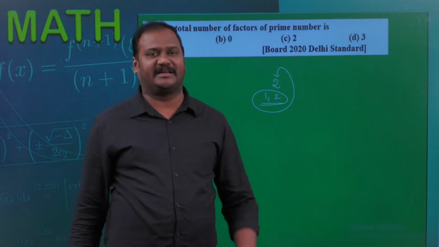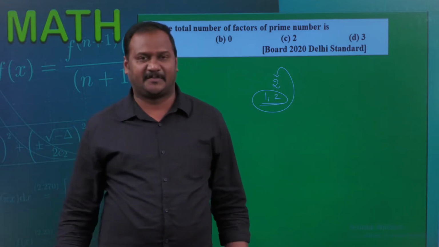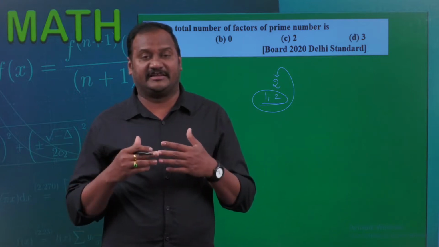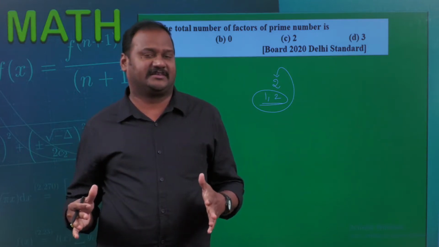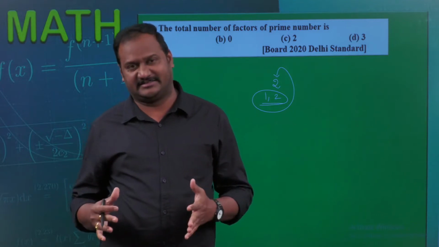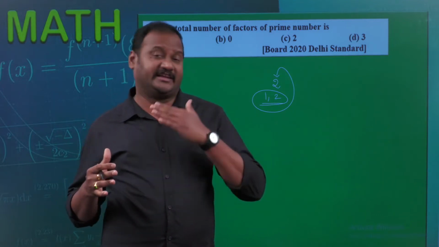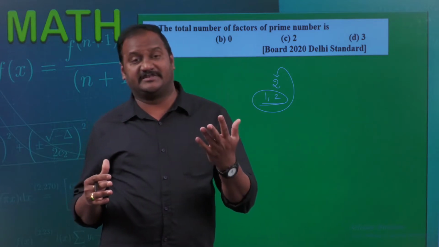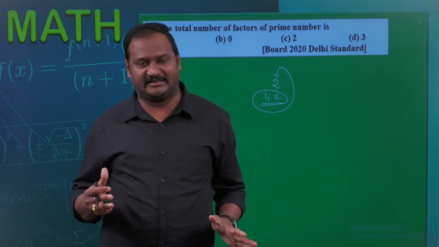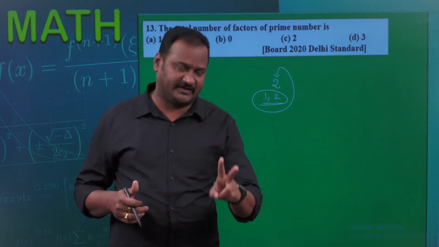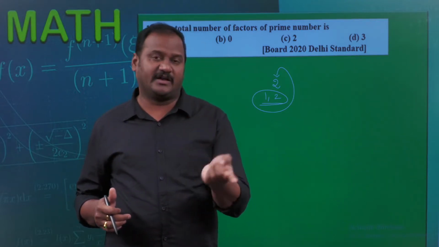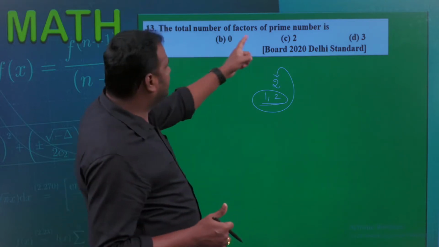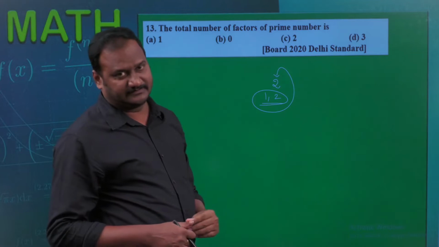So a prime number has exactly 2 factors. Saying maximum of 2 factors would contradict the statement, because maximum of 2 factors means it can have 1 factor also. No, it's not like that. A prime number has exactly 2 factors. What are those 2 factors? 1 and itself. So the total number of factors of a prime number is 2, right?